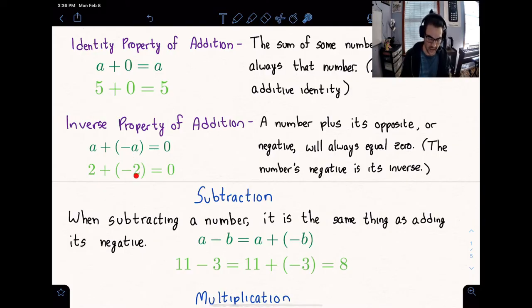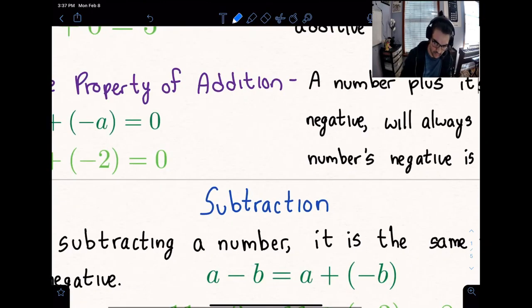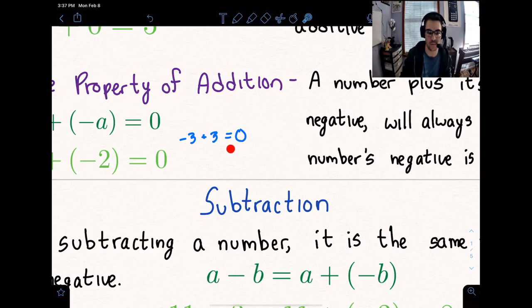Likewise, 2 plus negative 2 equals 0. Negative 2 is the additive inverse of 2. And just one more quick little example. If we have, I don't know, negative 3 plus 3 equals 0. Now the positive 3 is the additive inverse of the negative 3 because it gives us this sum of 0. So it's not always the negative of a number, but the opposite sign, because as we can see here, the opposite of a negative 3 is a positive 3. Add these, 0.